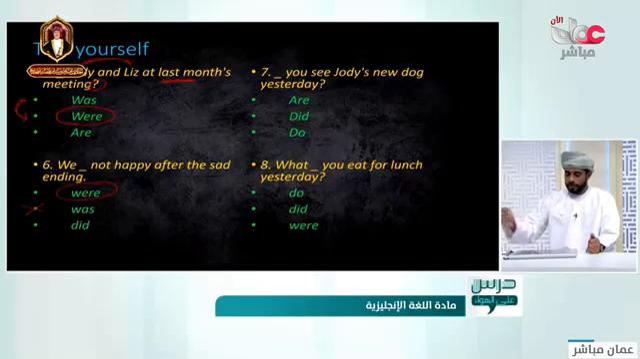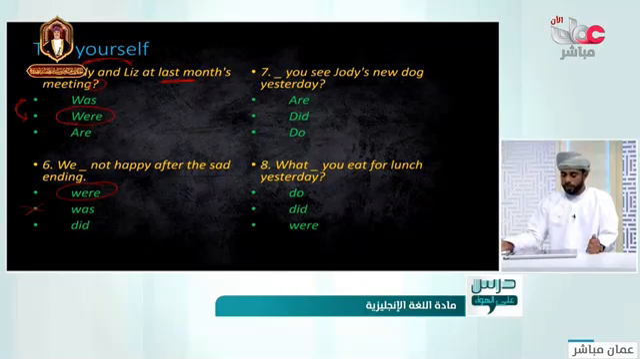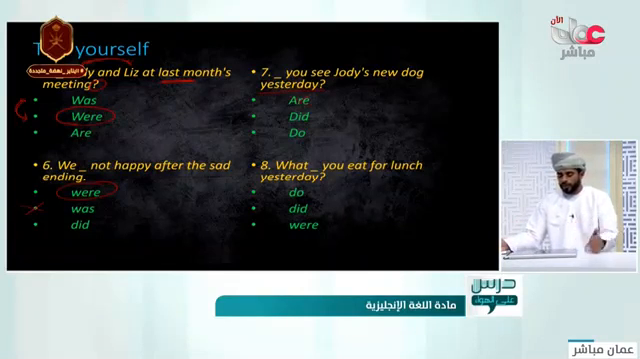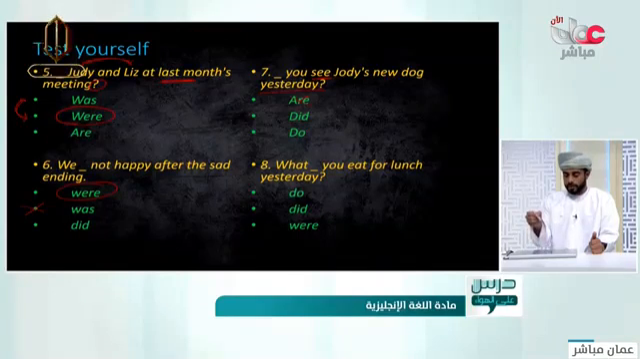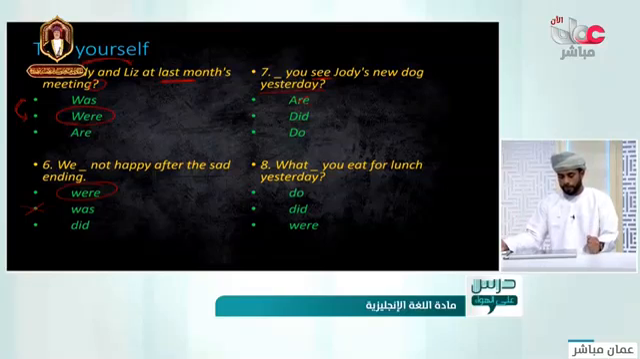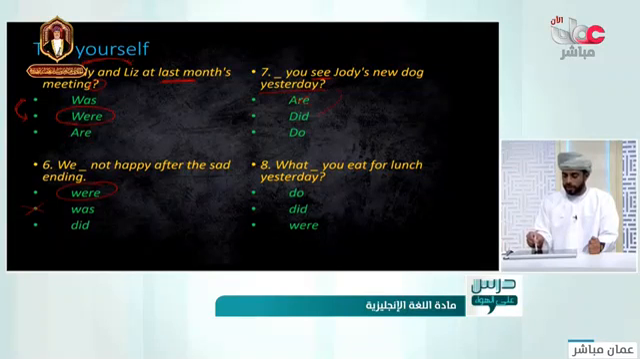Nice. Have a look at 7. You see Goody's new dog yesterday. It is yesterday, so it is in the past. We cannot use "are" for two reasons. One, we have the infinitive in here. And the other reason is that it is in the present, while we are looking for a sentence in the past. So which one is it, "did" or "do"? Of course, it is "did" because it is yesterday. So the answer is "did".